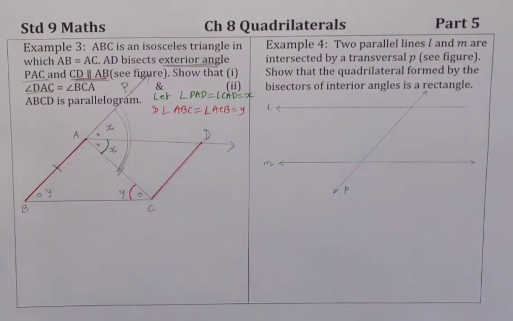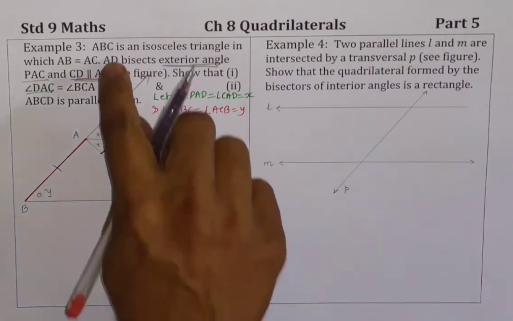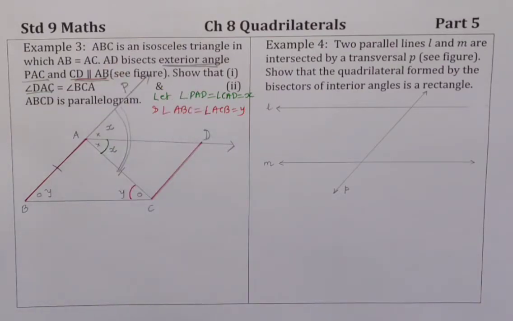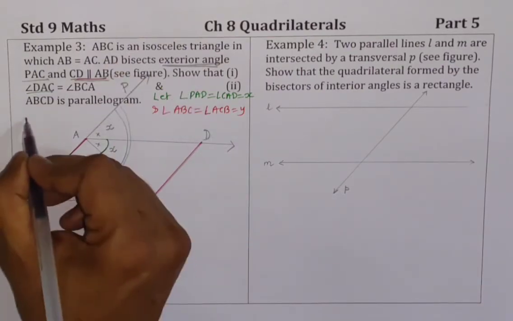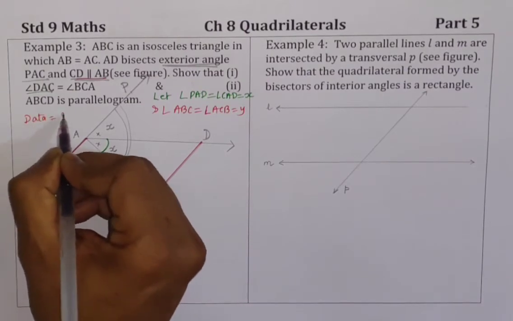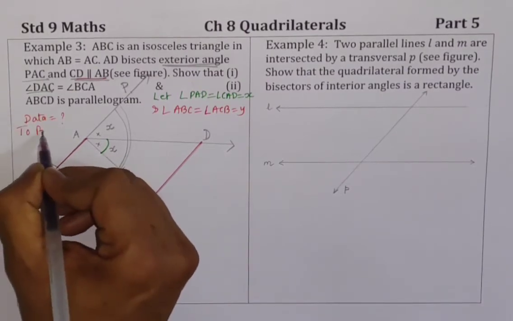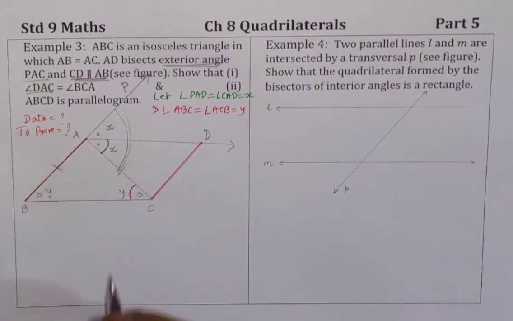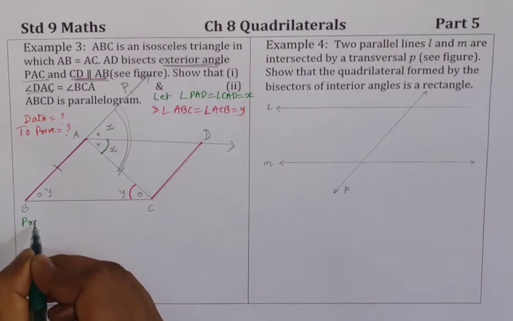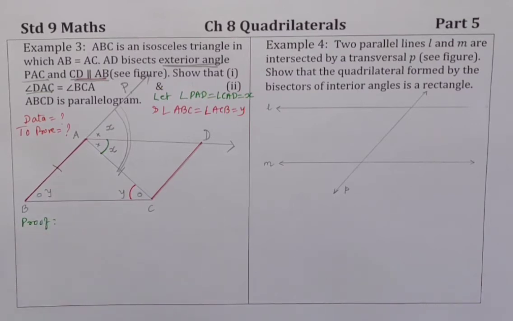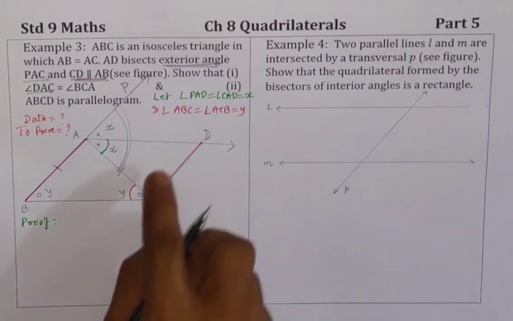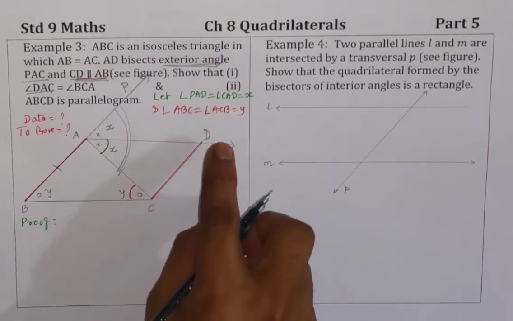वो क्यों आया आपको पता है, right? Now data, and to prove I'm not going to write here, I don't have enough space, so data you are going to write, to prove you can write. Now you have enough practice, all right? अब proof कहां से शुरू किया जाए, all right? Okay, ये तो हमने कह दिया है, all right?